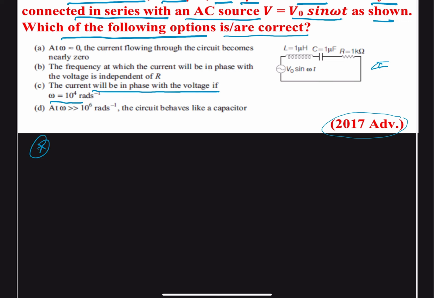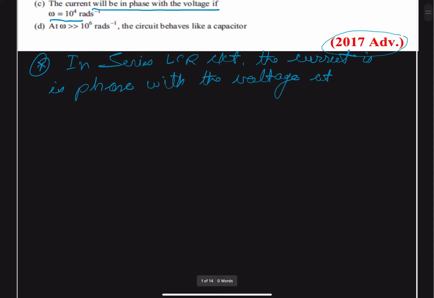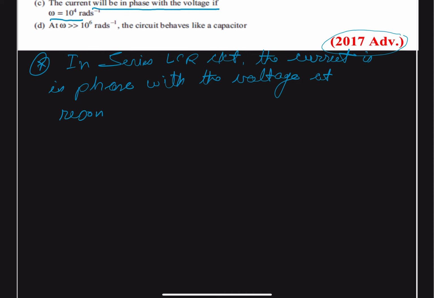that in series LCR circuit, the current is in phase with the voltage at resonant frequency.